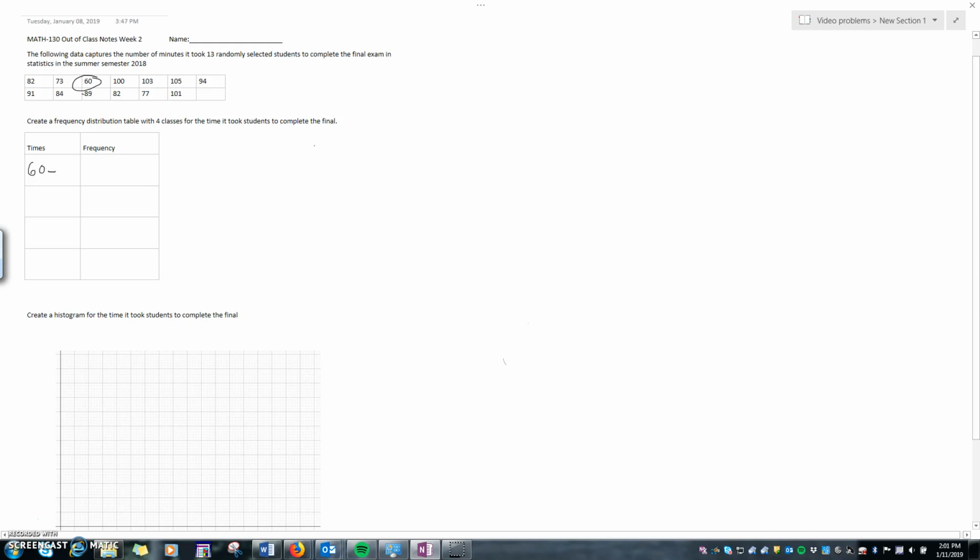The first thing we need to do to find how wide these are going to be, these are called class widths. So how far apart these are is called the class width. Before we can find the class width, what we need to find first is what's called the range. The range is calculated by subtracting the biggest value minus the smallest value. And I know the smallest value was 60, we just said that.